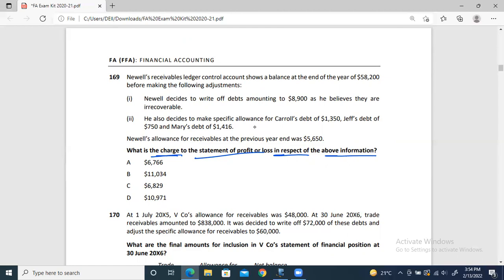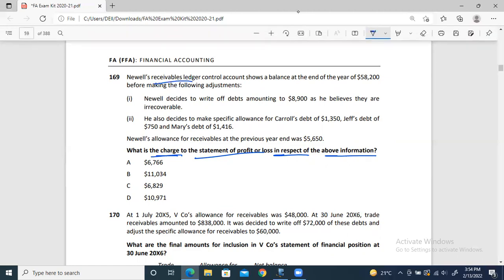figure. Neville's receivable ledger control account shows a balance at the end of the year of 58,200 before making the following adjustments. Number one, Neville decides to write off bad debts amounting to 8,900 as he believes they are irrecoverable. So this is the figure for the bad debt amount. Now he also decides to make a specific allowance for Carol's debt of 1350.